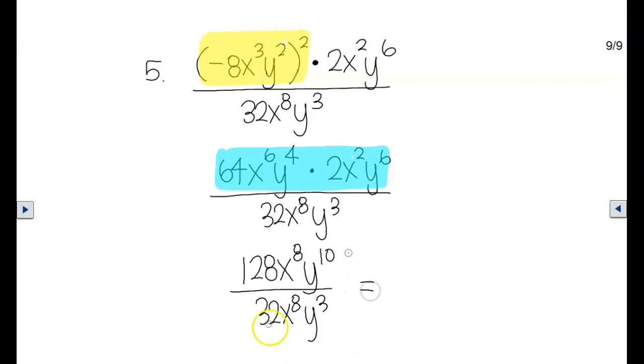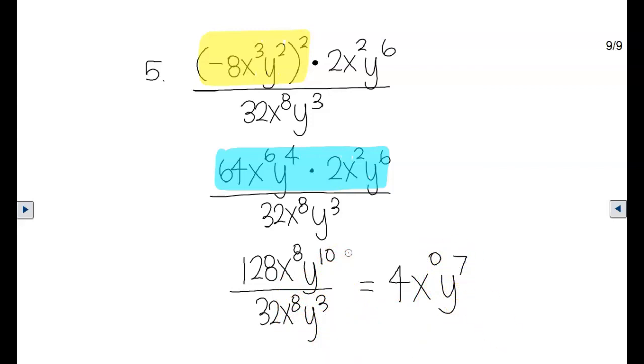First, we're going to divide coefficients. 128 divided by 32 is 4. And then we subtract exponents. So for x, 8 minus 8 gives us x to the 0. And for y, 10 minus 3 gives us 7.